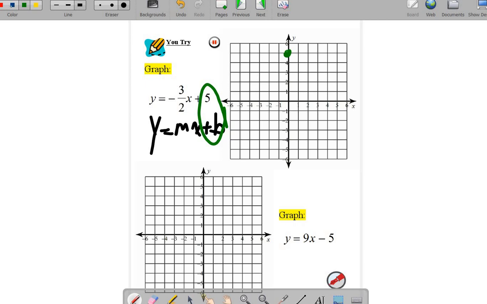Your intercept was 5. Your slope was -3 over 2. So some of you might have gone up 3. That's perfectly fine, but you kind of go off the graph. So I'm going to drop 3, and I'm going to go to the right 2 so I get a downward sloping line. How do I know it's downward sloping? Because it's negative. That was y equals -3 over 2 x plus 5.